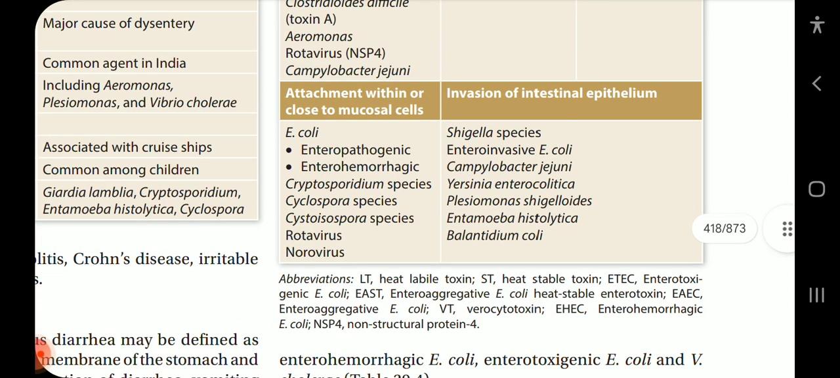Attachment with or close to mucosal cells: E. coli enteropathogenic, enterohemorrhagic, Cryptosporidium species, Cyclospora species, Cystoisospora species, rotavirus, and norovirus. Invasion of intestinal epithelium: Shigella species, enteroinvasive E. coli, Campylobacter jejuni, Yersinia enterocolitica, Plesiomonas shigelloides, Entamoeba histolytica, and Balantidium coli.